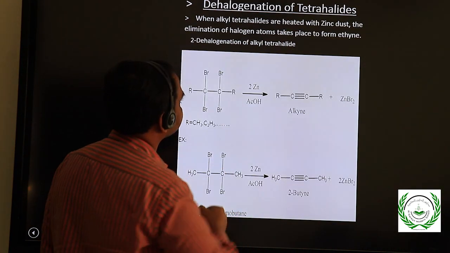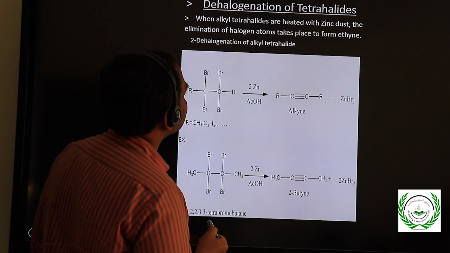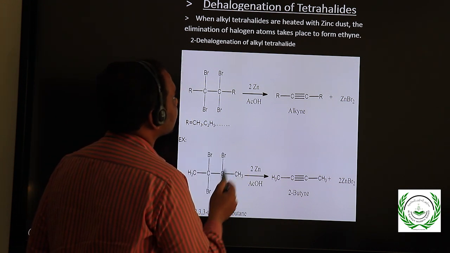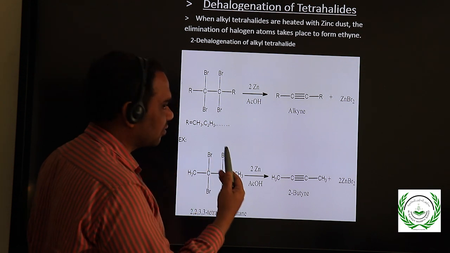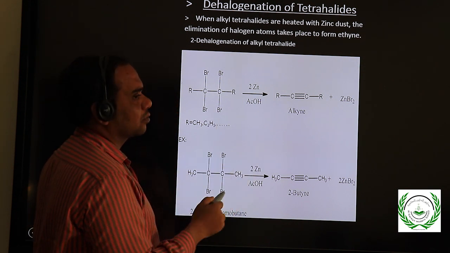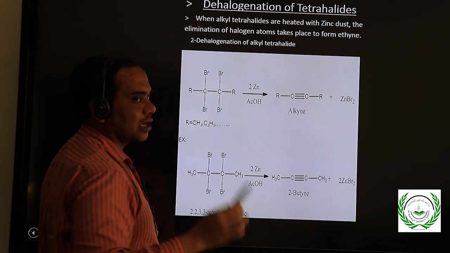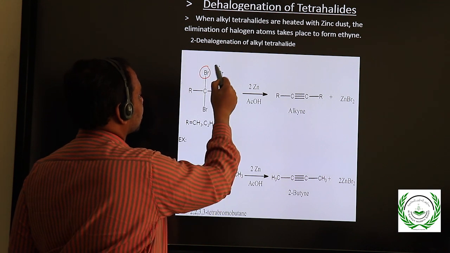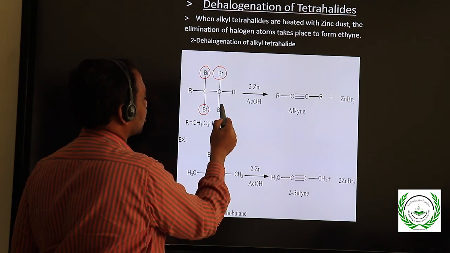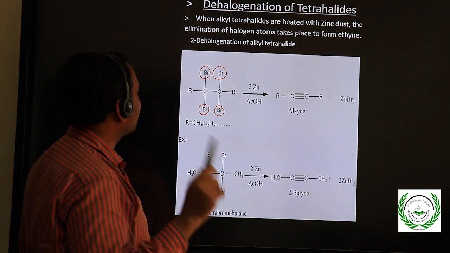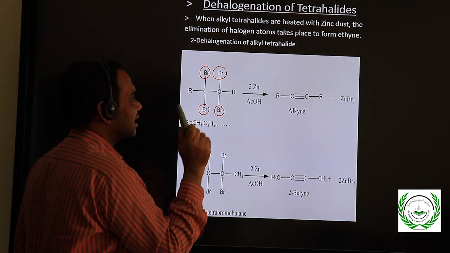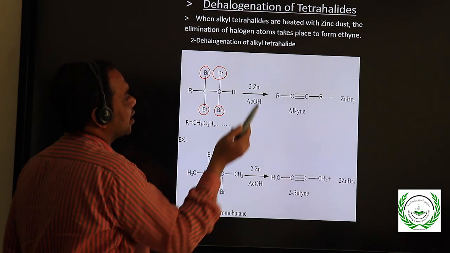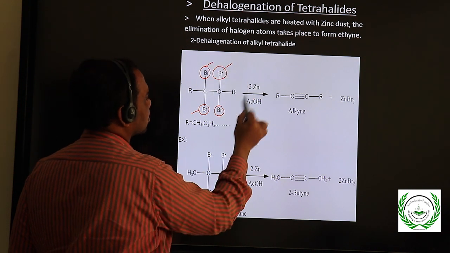Now let's see here. Dehalogenation of tetrahalides. De means removal; dehalogenation is removal of halogen atoms of a tetrahalide. Tetra means 4. Halide comes from halogen. Bromine, bromine, bromine, bromine. How many bromines? 4 bromines. 4 means tetra. Because bromine is a halogen, it is a tetrahalide. Dehalogenation means removal of these bromines.